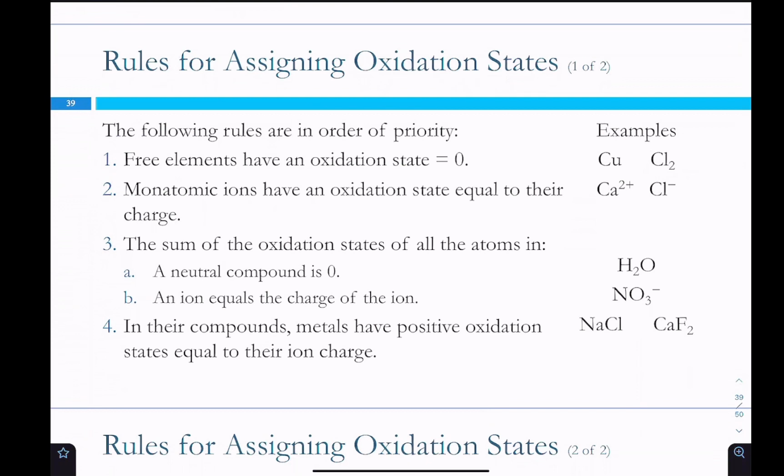Monoatomic ions have oxidation states equal to their charge. And this is where I was saying sometimes the oxidation state is the same as the charge. Not always. They're different things, but when you have an ion by itself, like calcium or chloride, the oxidation state of the calcium here is going to be +2. The oxidation state of the chlorine is going to be -1. And so this is one way that we distinguish between oxidation states and charges: the sign goes in front for oxidation states. It goes after for charges.